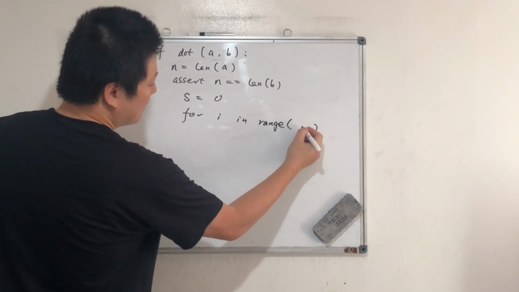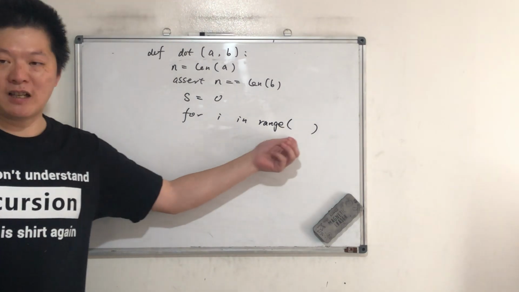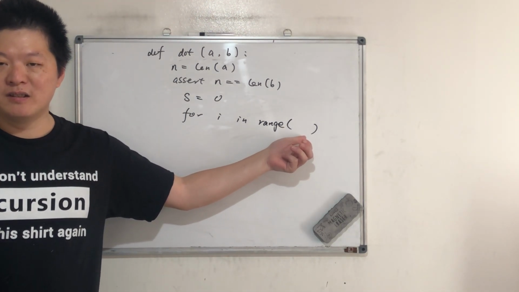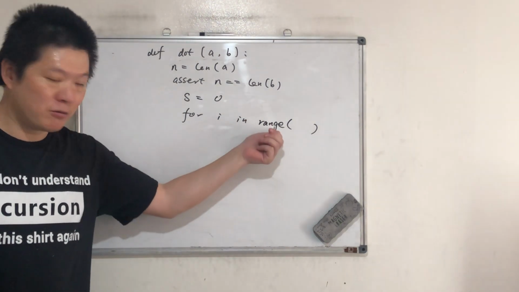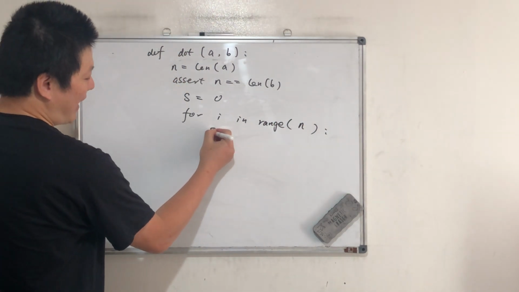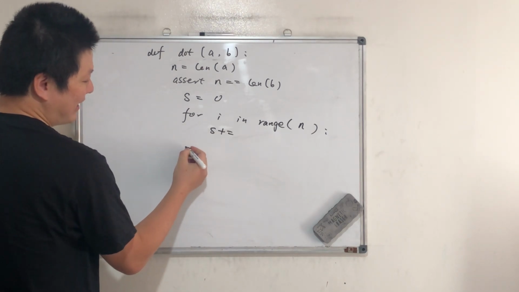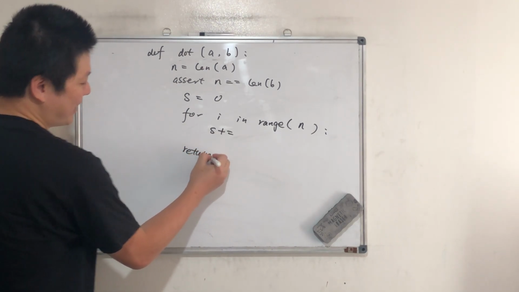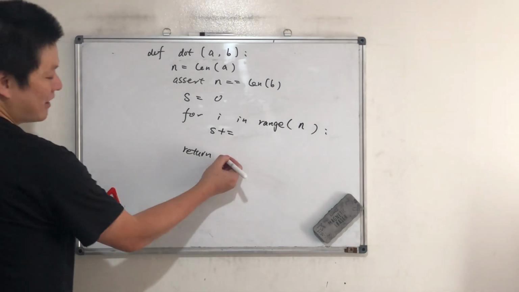Range what? 3. We want to go through the index. A and B. What? A and B. You're not looking at the board. What's the range? I am looking at the board. Okay, so now we need to do the s plus equal what? And then we need to return what? Come on, return what?